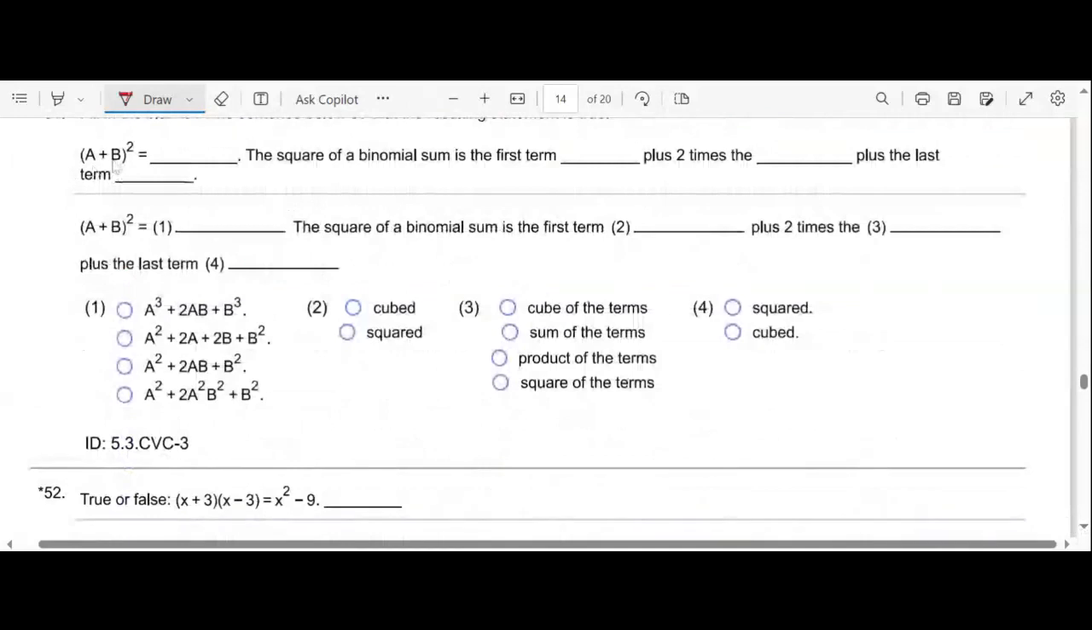Fill in the blank. A plus B all squared. The answer would be what? A squared plus 2AB plus B squared. The square of a polynomial sum is the first term squared, plus 2 times the product of the terms, plus the last term squared. And the answer here is this one.